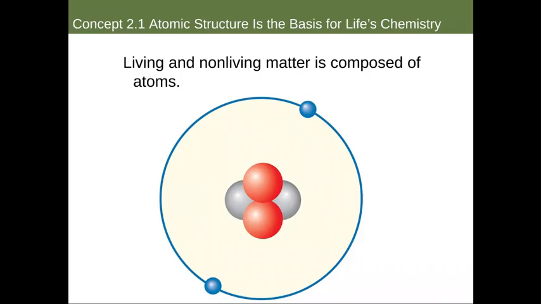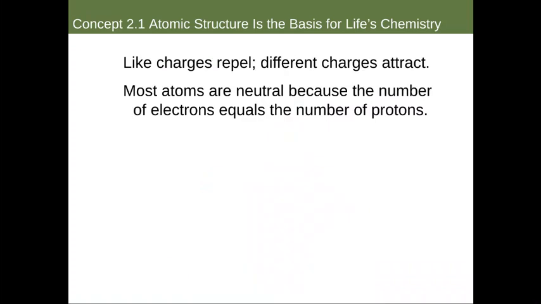Now, atomic structure is the basis of all of life's chemistry. Living and non-living matter is composed of atoms. In chapter 1, we focused primarily on living things, what they are and how we classify them. When we look at the structure of an atom, as we just saw on the previous slide, we can see the basic structure.